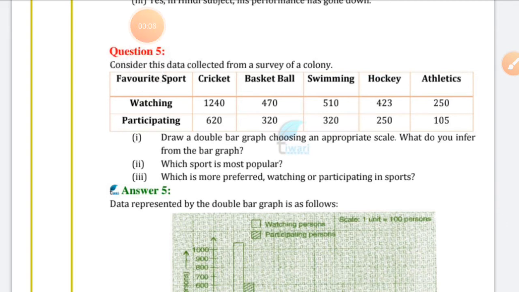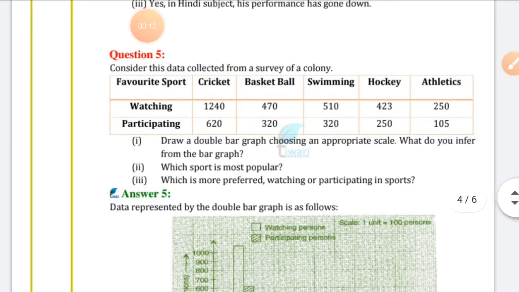Okay, now we will start question number 5 up to example number 4. Question number 4 we have finished.